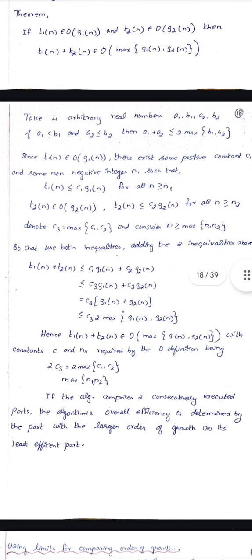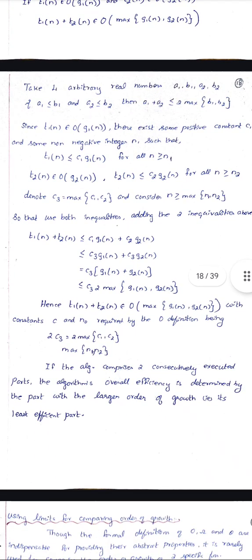Proof: take four arbitrary real numbers a1, b1, a2, b2. If a1 is less than or equal to b1 and a2 is less than or equal to b2, then a1 plus a2 is less than or equal to 2 max of b1, b2.